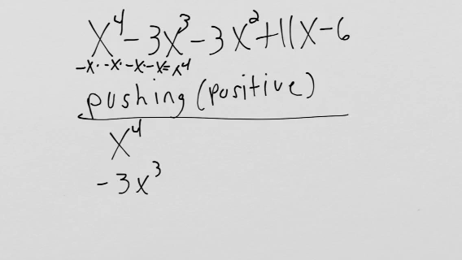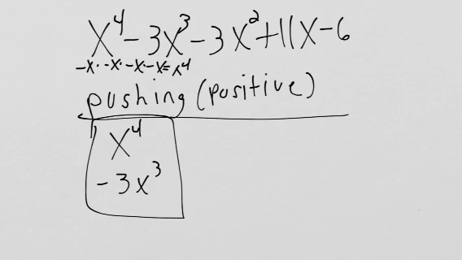Positive 11x, well if we plug in a negative x, we're going to get negative 11x. So when we plug in a negative, that term is going to be negative, so that's pulling, and then negative 6 is always pulling, there's no way to make it positive. So we're done. We say that these are the only two that are positive when x is negative, all right?